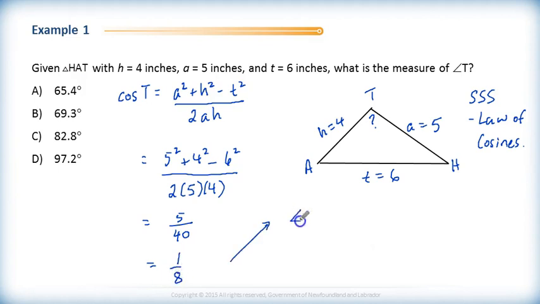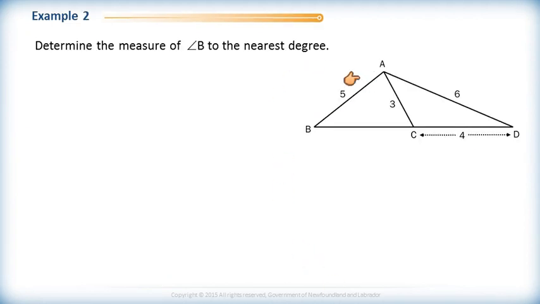So that means angle T is equal to the inverse cosine of 1/8, which gives us approximately 82.8 degrees. There's no ambiguous case with the law of cosines. C is our correct answer here. Example 2, a longer answer question.